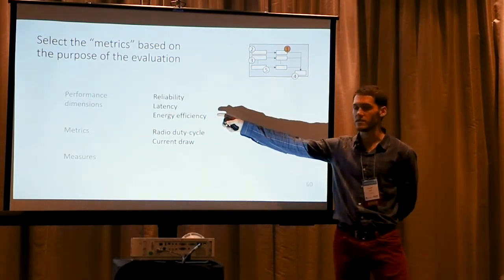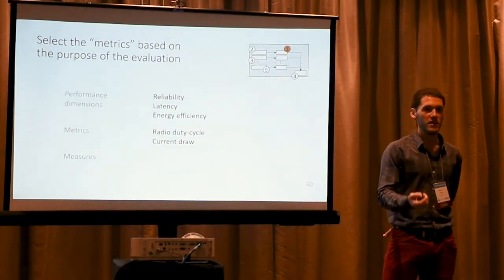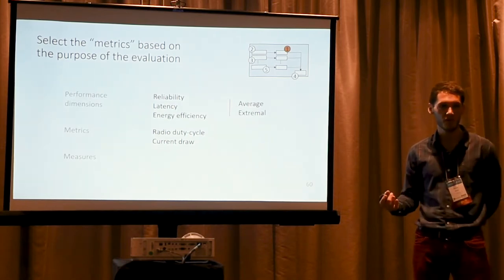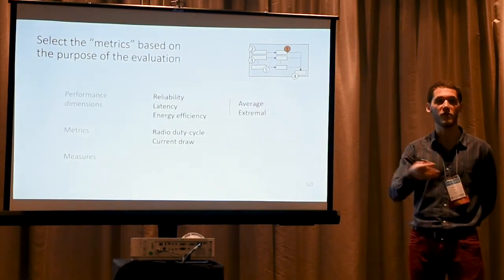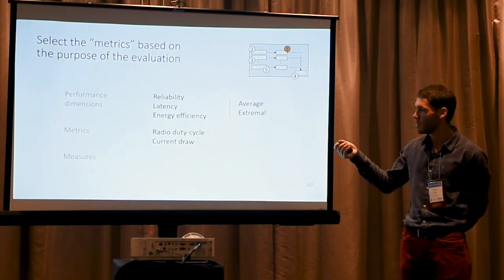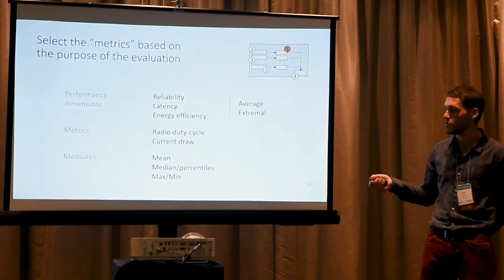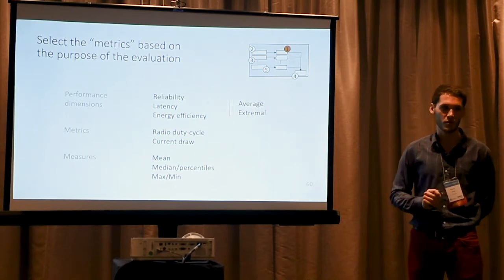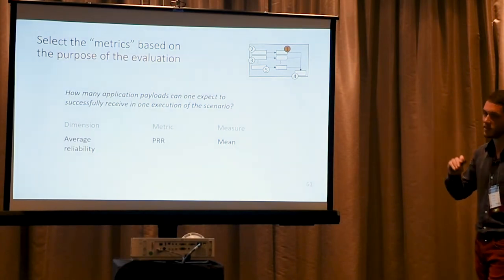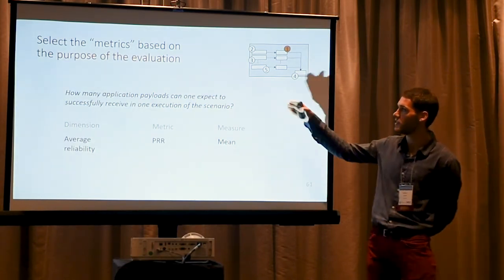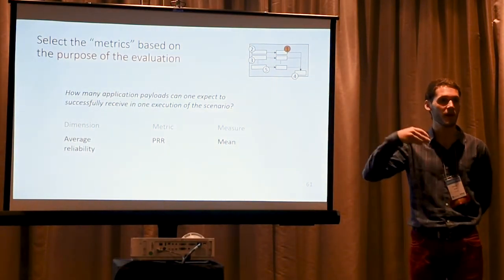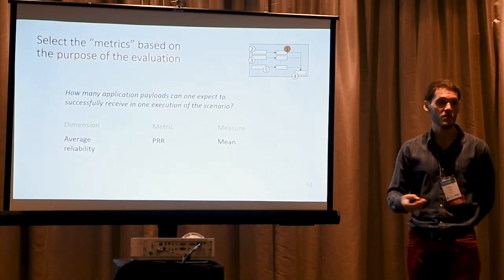But there is something else to this. For, say, reliability or energy consumption, you may be interested in either the average performance, or the extremal performance, or maybe the variability of the performance. Those are important to know because this will dictate the type of measures you want to use and compute on your metrics. For example, let's say that on my scenario, on my protocol, I'm interested in answering this kind of question: how many application payloads do you expect to receive if you execute the scenario?